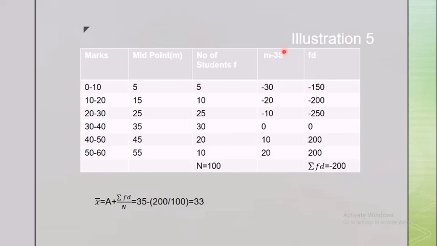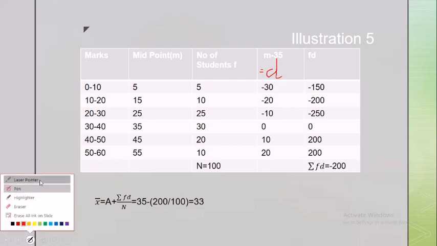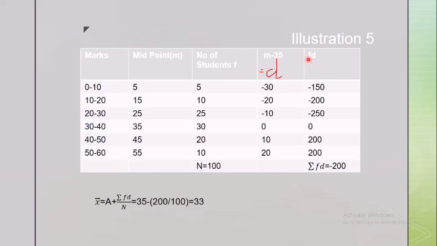Now this is m minus 35, this column is d. Okay, that is the deviations between the midpoint and the assumed mean. So in this case, the assumed mean is 35. Now you multiply the d with your f and you get some answers over here. Sum it up, you get minus 200. Put back this into your formula, you get the answer as 33.